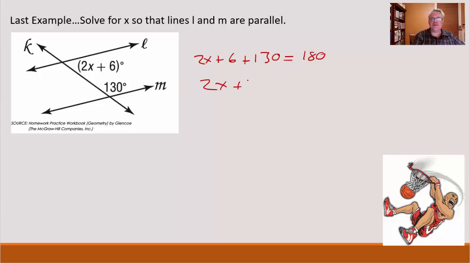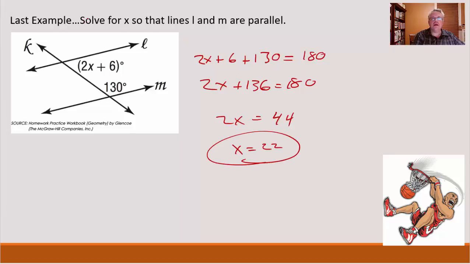All right, so 2x plus 136 equals 180. So 2x would have to be 44 if we subtract 136, or x equals 22. If x equals 22, this would be 2 times 22 is 44 plus 6. This would be 50 degrees. That would be 130. So by the converse of the same side interior angles postulate, since these are supplementary, we know the lines have to be parallel. All right, and that works when x is 22.